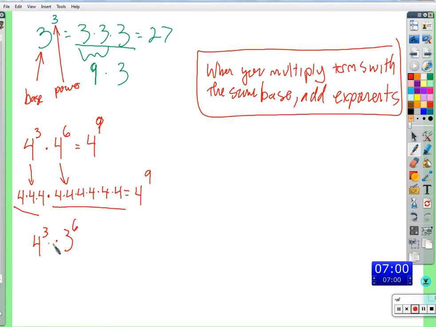The only thing you could do really is figure out 4 to the 3rd is 64, figure out what 3 to the 6th is, I have no idea, some huge number, and then multiply those numbers together. Sure, but as far as exponential notation goes, there's no way to put these together. They just stay. And to see why, you've got 4 times 4 times 4 times 3 times 3 times 3 and so on. There's no way to put these together with a single exponent because we're not multiplying 9 of anything together. We're not multiplying 9 fours, we're not multiplying 9 threes, we're not multiplying 9 of any one thing.